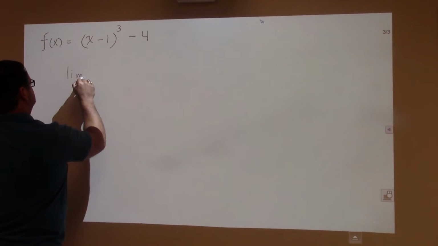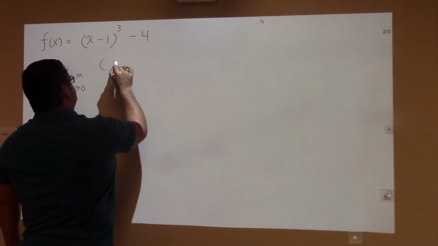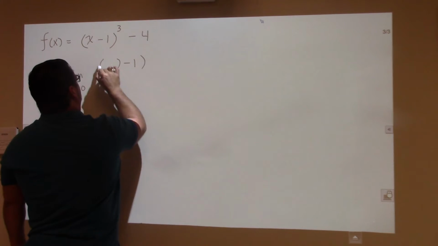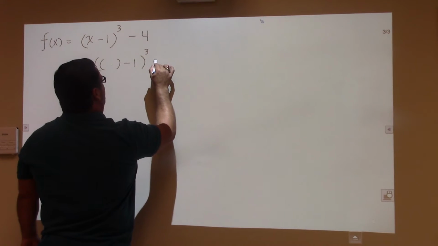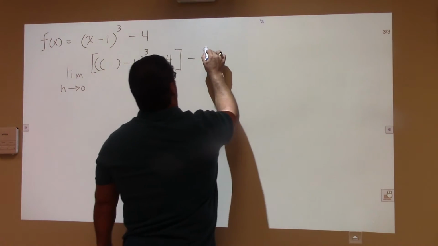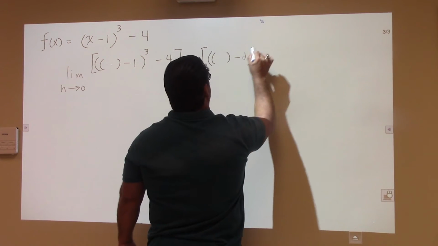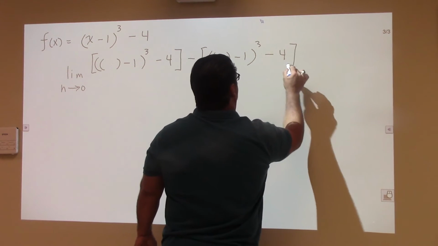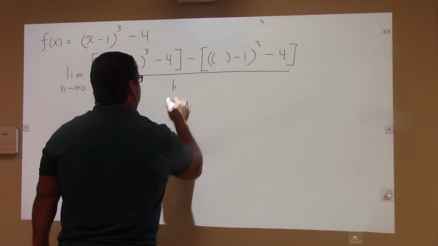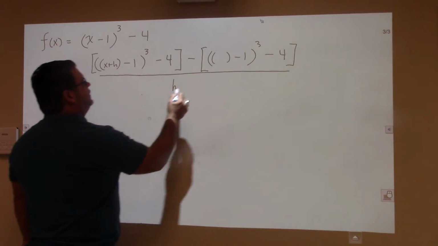So the first thing we need to do is expand it. So that's going to be the limit as h approaches 0 of parentheses minus 1, minus 4, minus parentheses, minus 1, minus 4, over h. And what goes in here? x plus h and x.